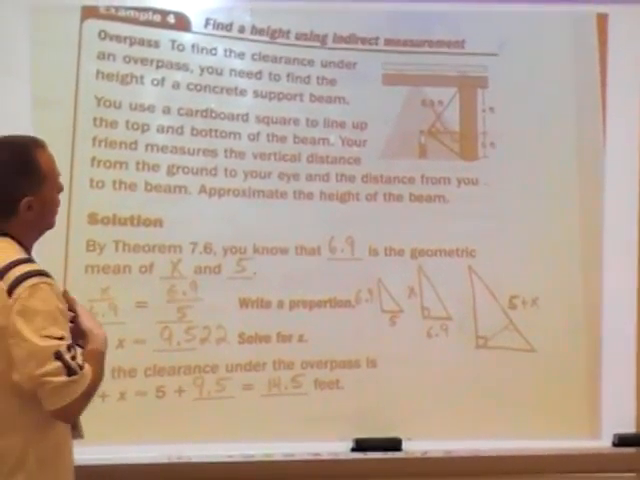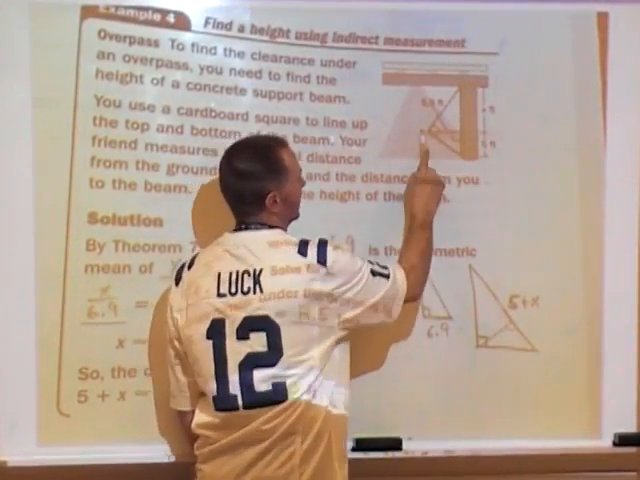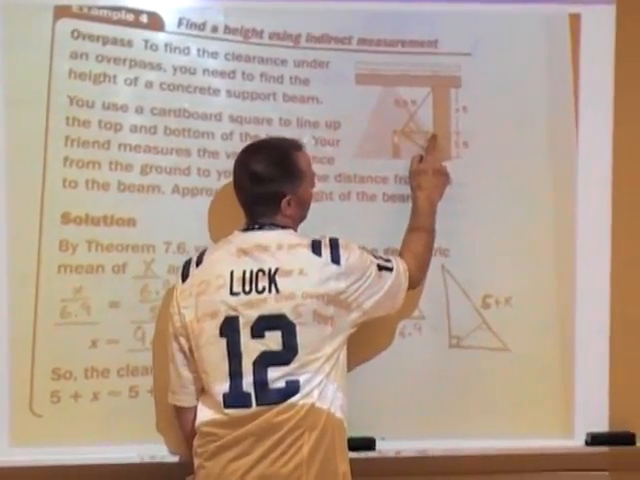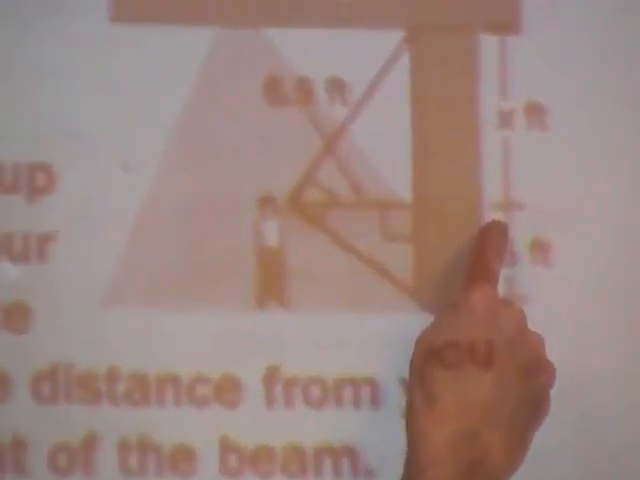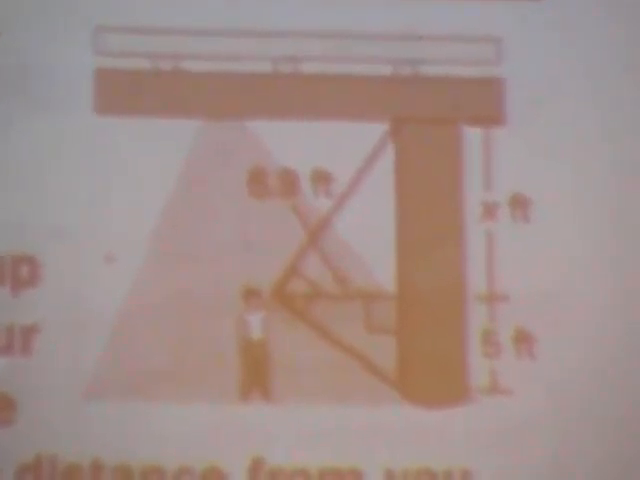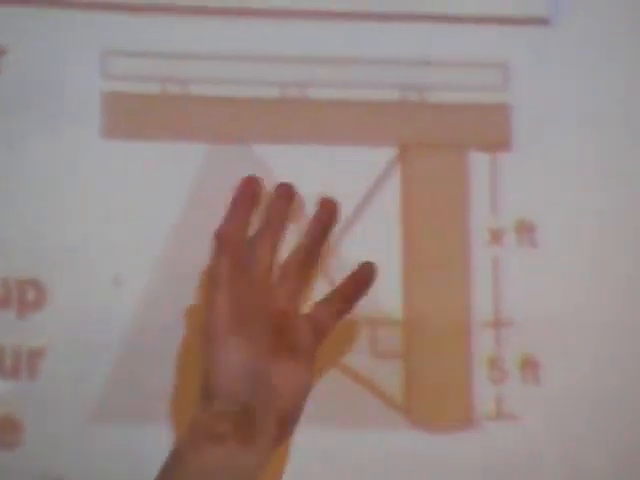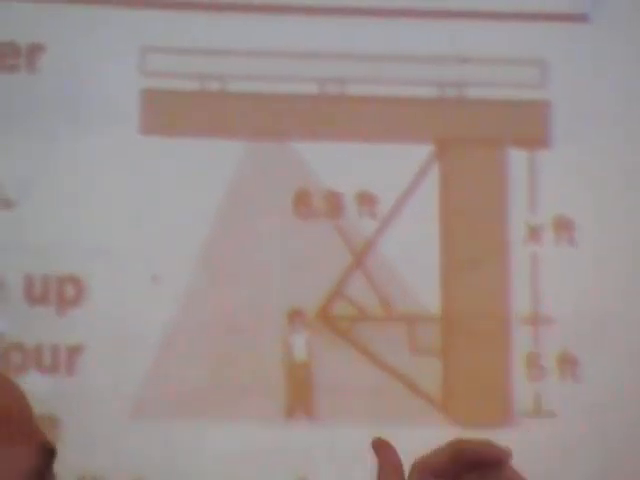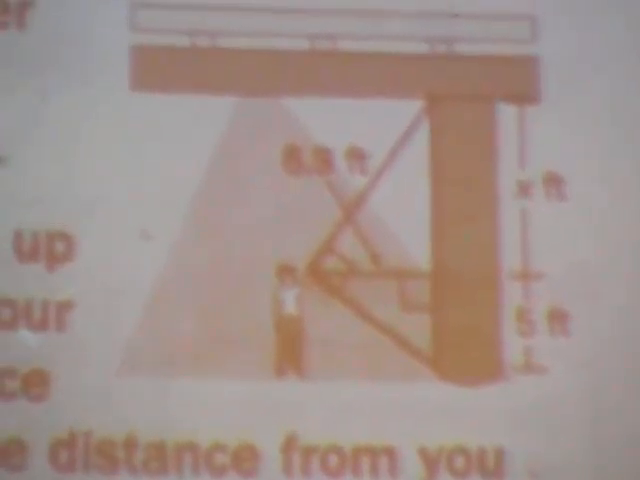If I wanted to know how high this is, what's funny to me is they measure this and they know how high this is. Really they should have used a different example where they couldn't physically take a tape measure and measure the height of this beam that's up here. They totally could have measured that. But anyway, you can use the triangles to figure this out, and they set it up like a geometric mean.